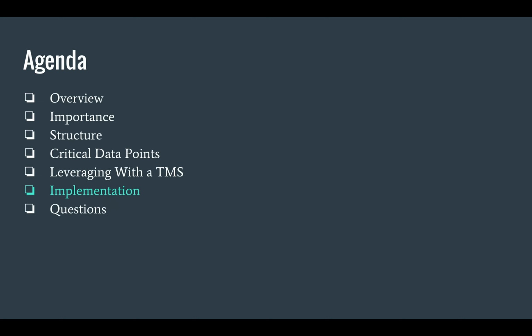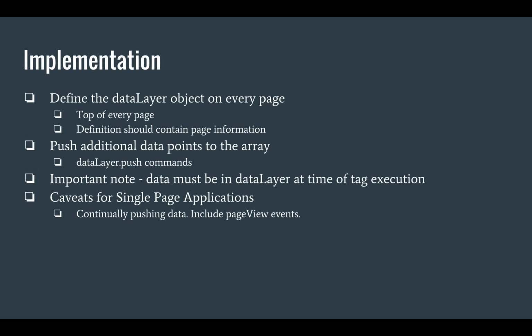A couple of things here with implementation. I know there's been some language throughout the discussion about pushing information to the data layer and defining the data layer, and that's just what I want to cover here. So when you're implementing the data layer, going back to that original photo of the garage that I showed, the information is everywhere. It's all over the place. So how do we get it into that object?